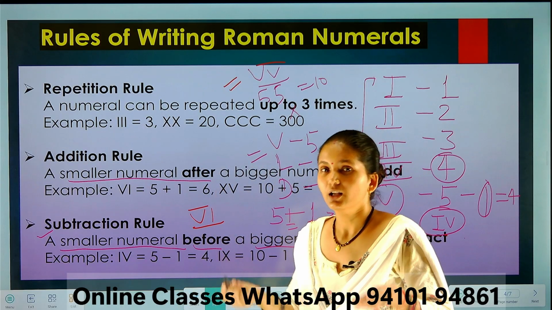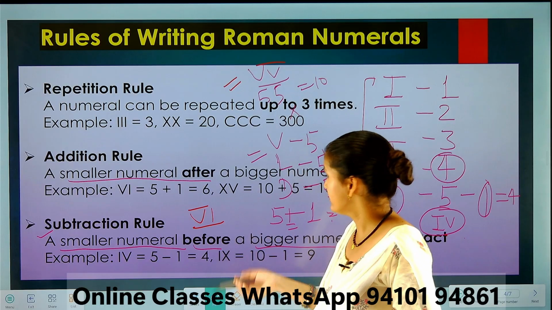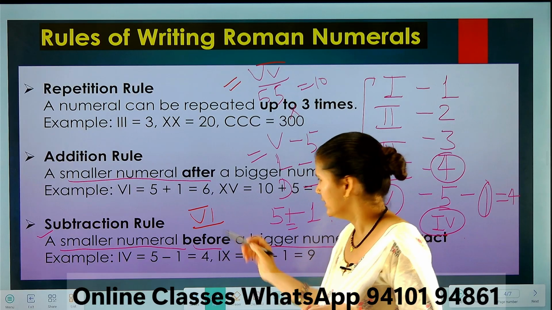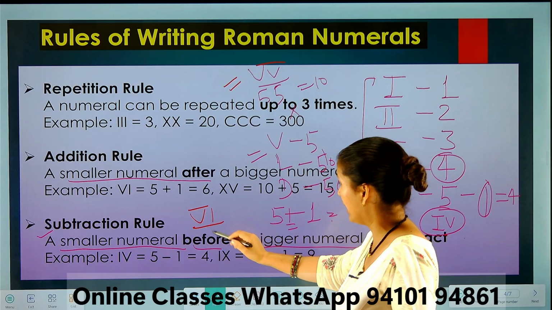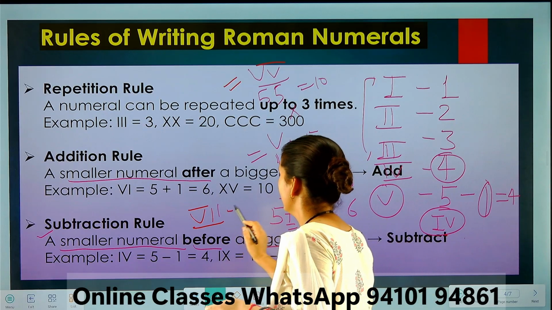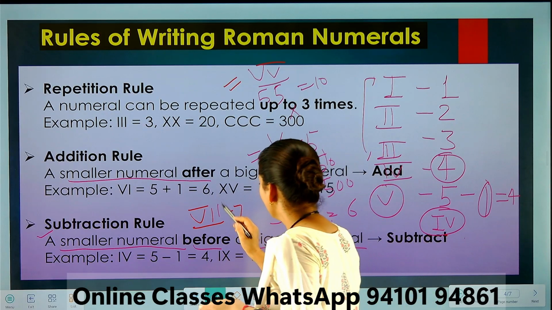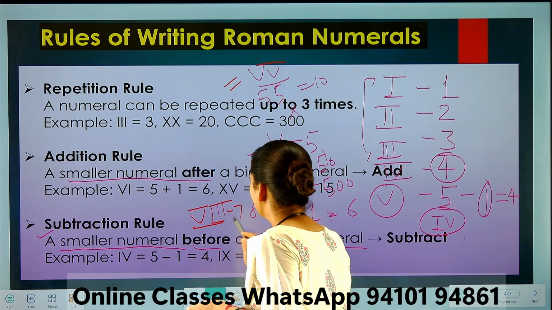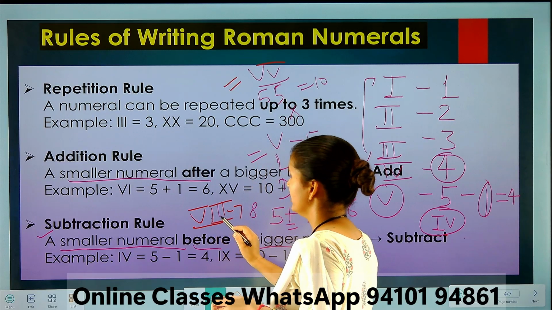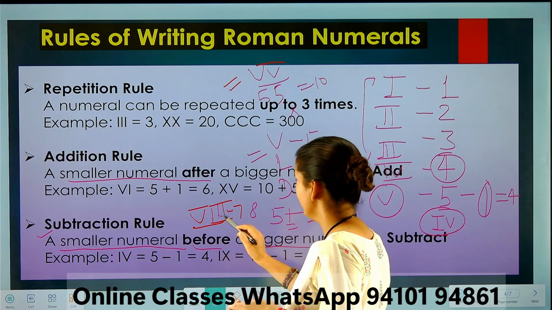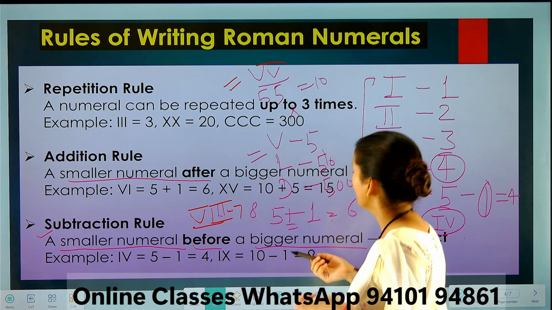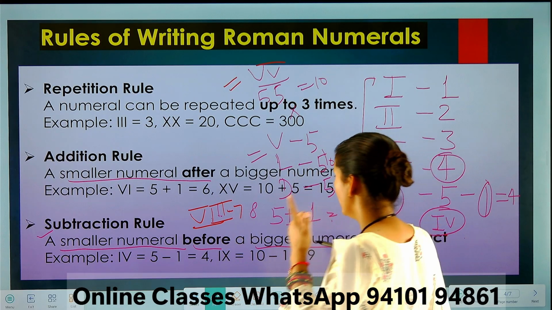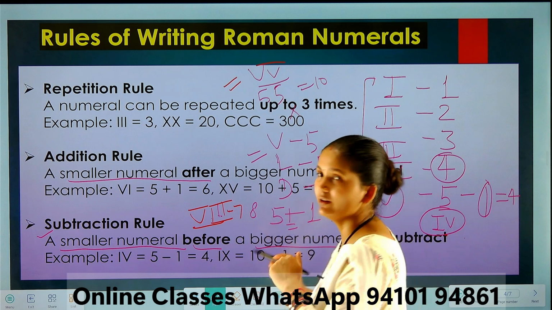Now how will we write 7? Easy. Now we can repeat 1. 5 plus 2 is 7, and 5 plus 3 is 8. Means this is 1, this is 1, 1 plus 1 is 2. So 5 plus 2 is 7, and 5 plus 3 is 8. Now it's the turn of 9. So how will we write 9?